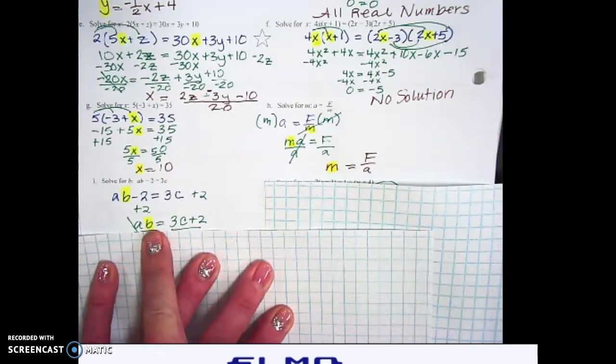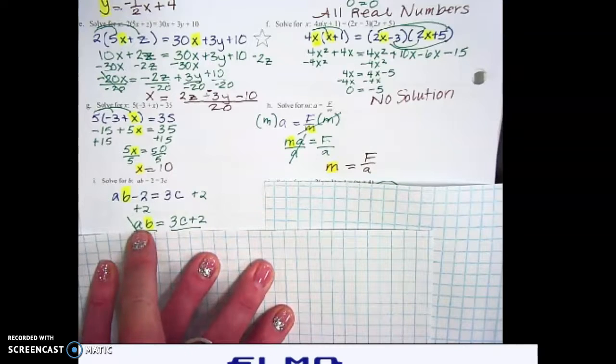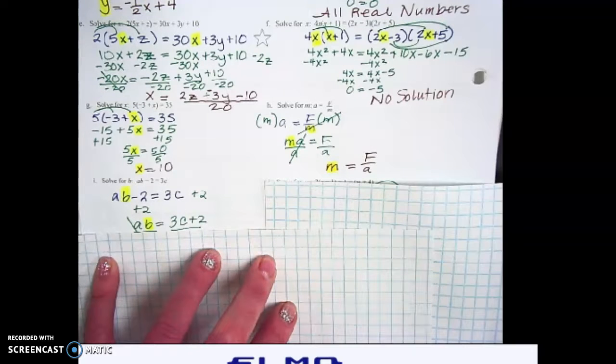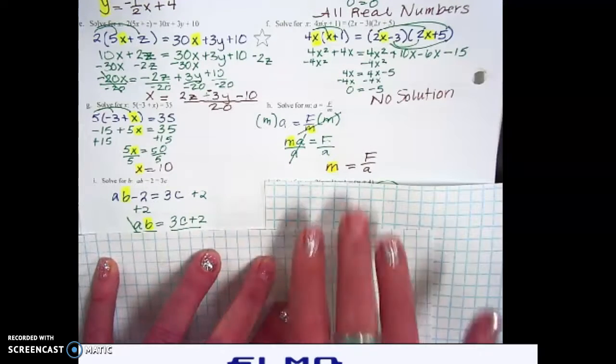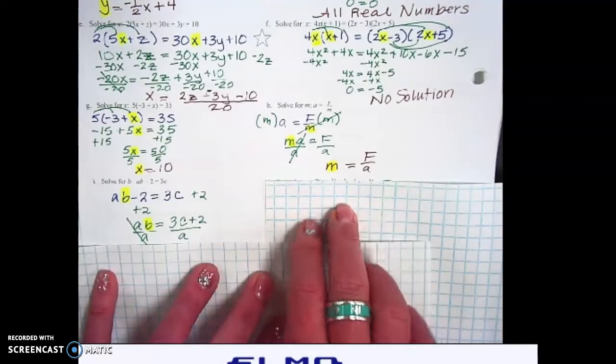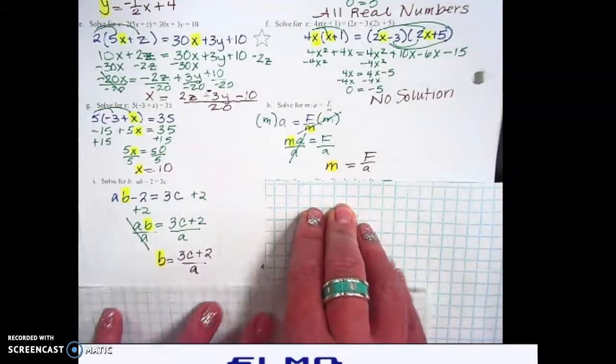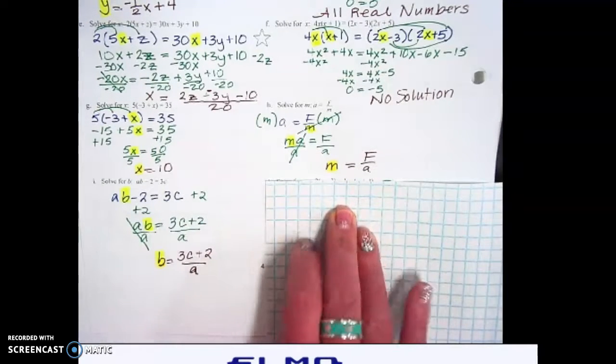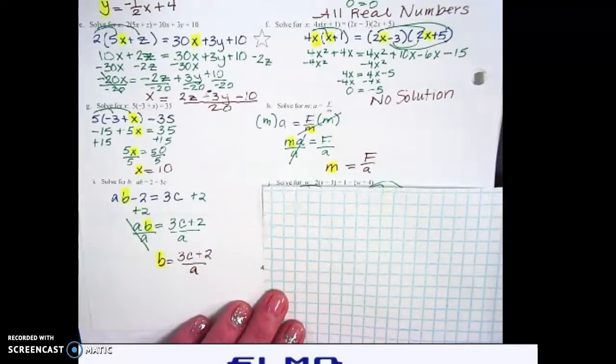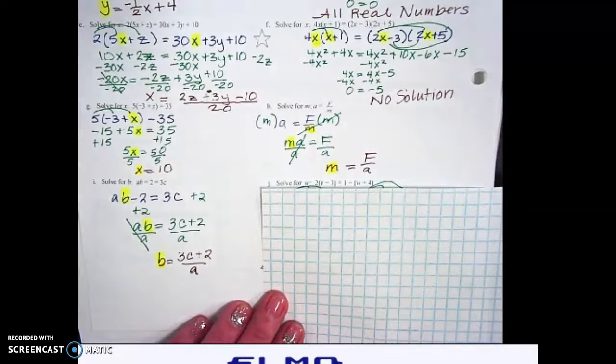I highlighted the B again, so the B is being multiplied by A. What's the inverse operation of multiplying by A? So we're going to divide both sides by A, and we end up with B equals 3C plus 2 over A. Right?